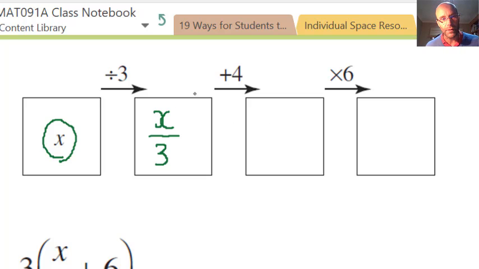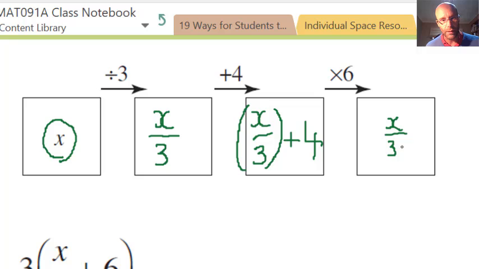Next we have to get what we had previously and then add 4. So to keep it together, this expression, this term we just had is called X over 3. We need to keep that together, and sometimes you can use brackets. That's optional. You have X over 3 plus 4. Next, we multiply all of that by 6. So we had X over 3 plus 4. We have to times all of it by 6.